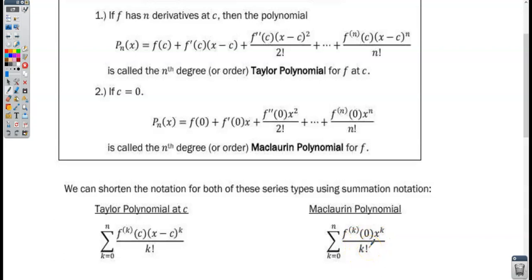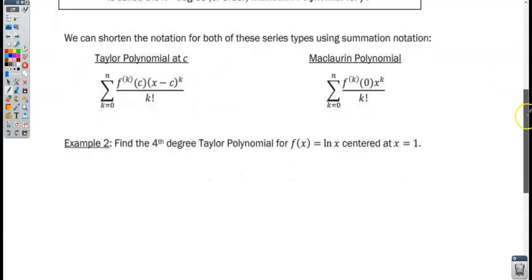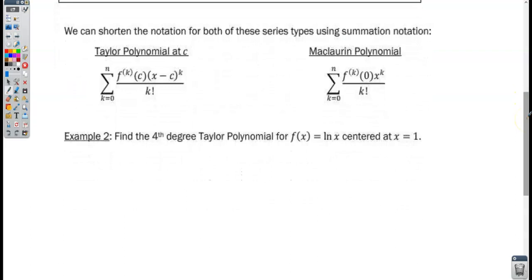So those are our general forms, and the only way you're really going to get these under your feet is by using them and getting a lot of practice in. So that's what we're going to start doing now, is we're going to start doing some examples. We'll start here with example 2.